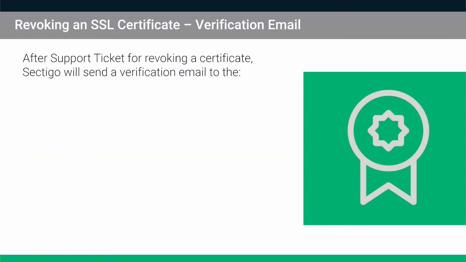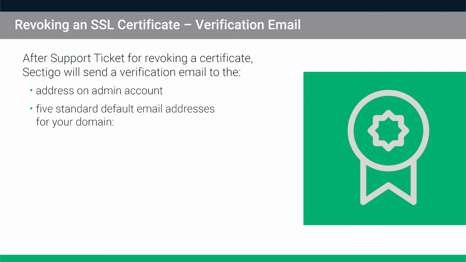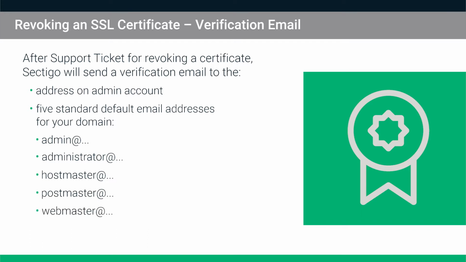After you submit a support ticket to revoke an SSL certificate, Sectigo will send a verification email to the address on your admin account, as well as to the 5 standard default email addresses associated with your Sectigo account: admin, administrator, hostmaster, postmaster, and webmaster at your domain. Follow the instructions in the email to confirm your request to revoke.